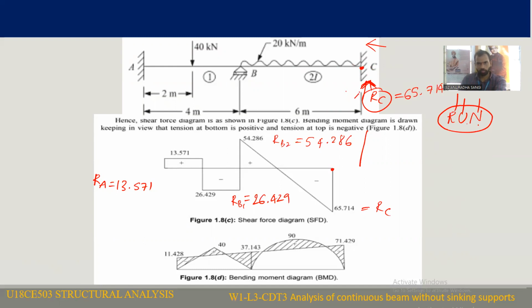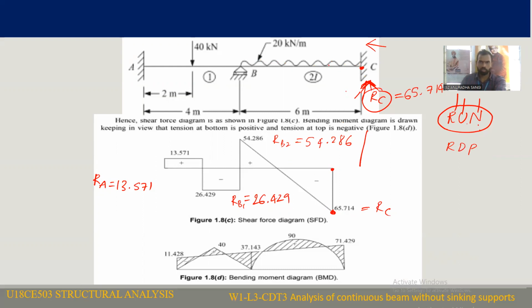This is an upward force acting on the right side, and right side upward force will be negative, so you need to represent it on the negative side. So I represent 65.714 here. The applied uniform distributed load is acting in the downward direction, so the downward effect will be positive. Right side downward force will be considered to be positive.